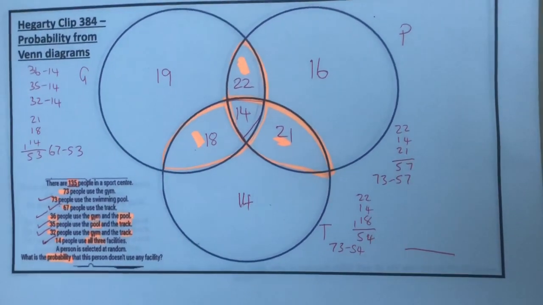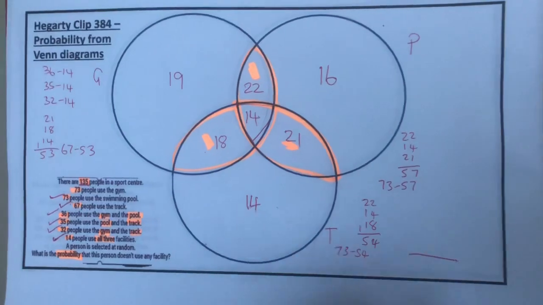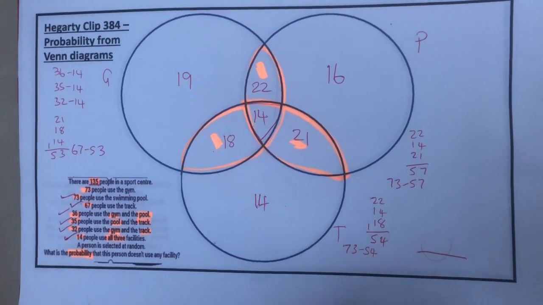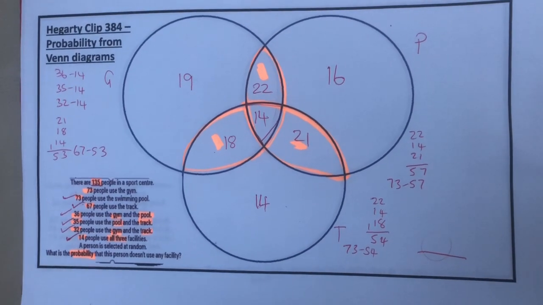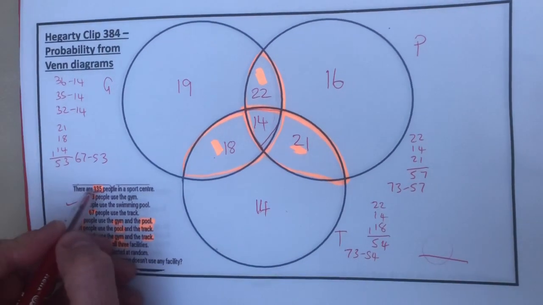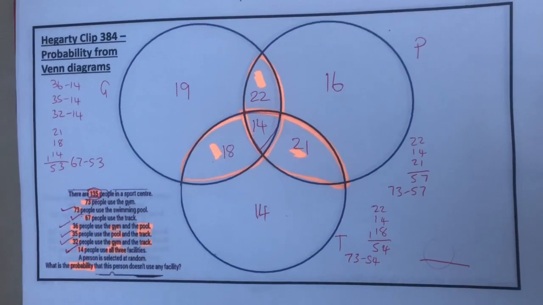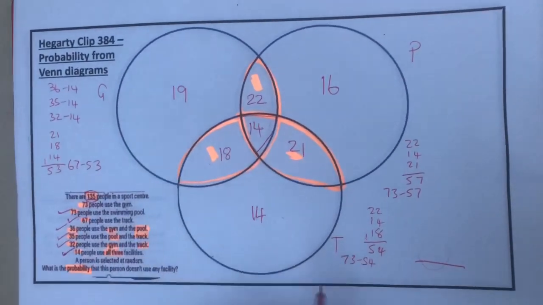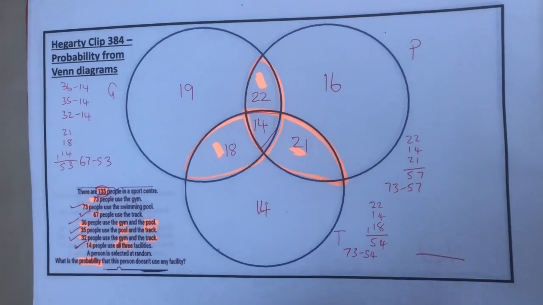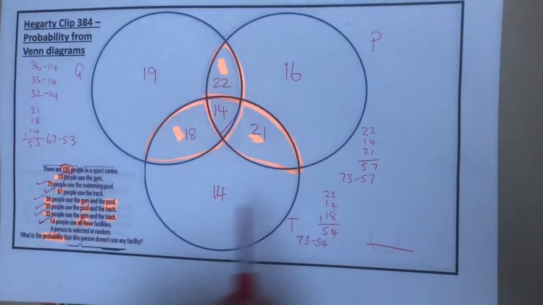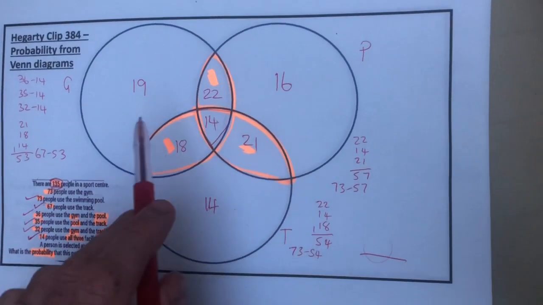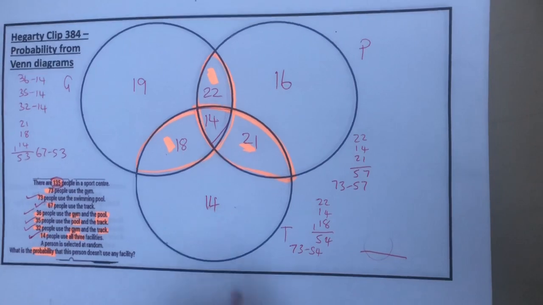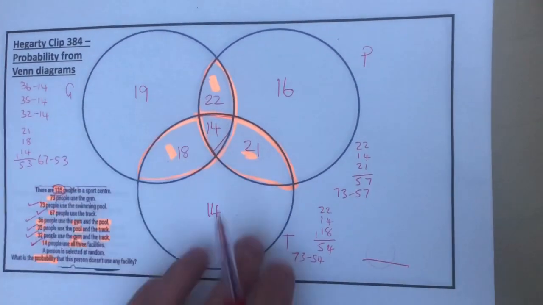Okay, so we've got all the sections filled in. The only thing we haven't got now is this on the outside, which is the people who haven't used it. So how are we going to get this? Well, the only other number we've not used is 135. So 135 take away all of these numbers would give you the number on the outside. In other words, everyone who's used the facilities is in the circles, plus something makes 135. So we need to add together all of these numbers.